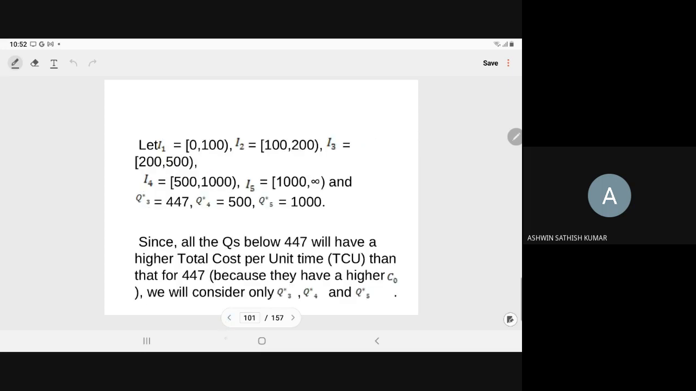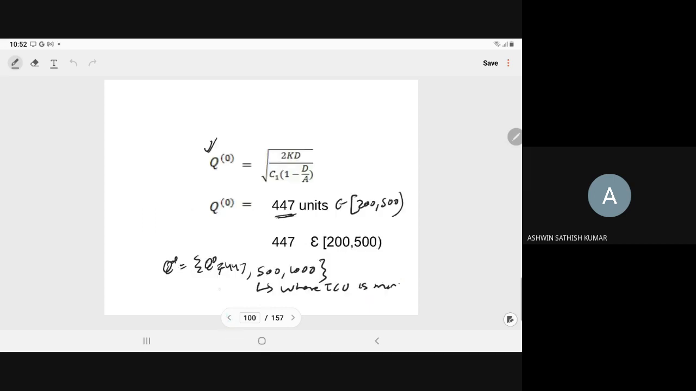Here we have to compute the TCU at the three points, at the Q naught, and at the left limits of the right intervals.